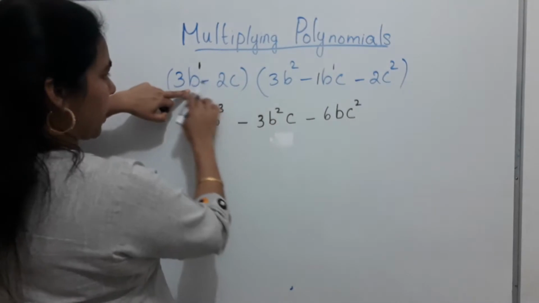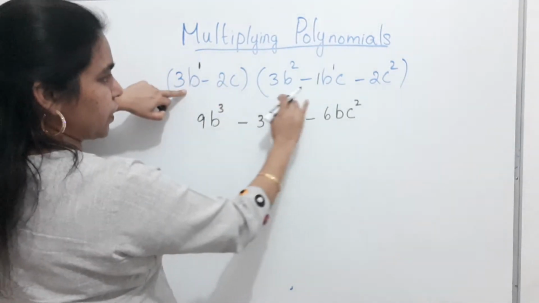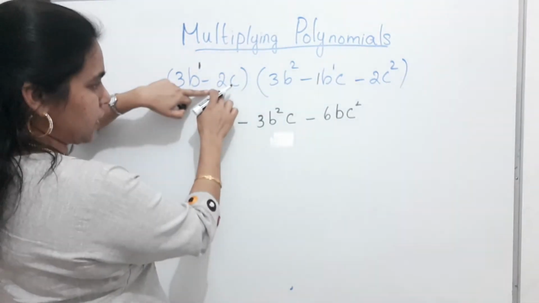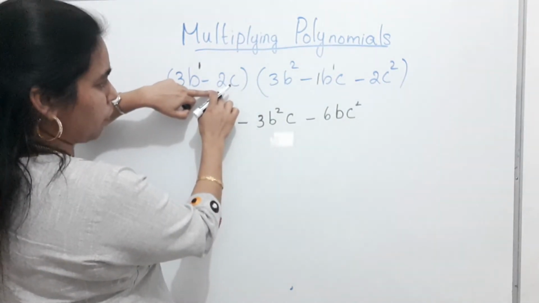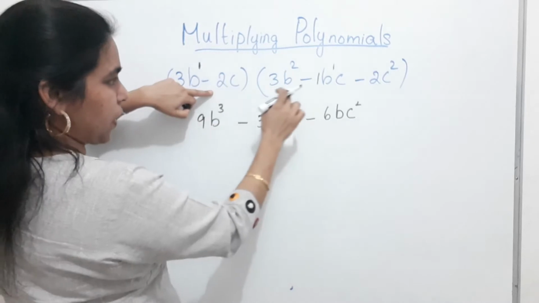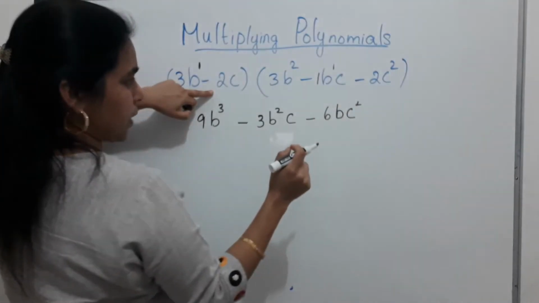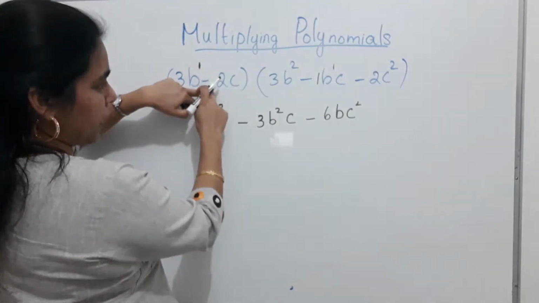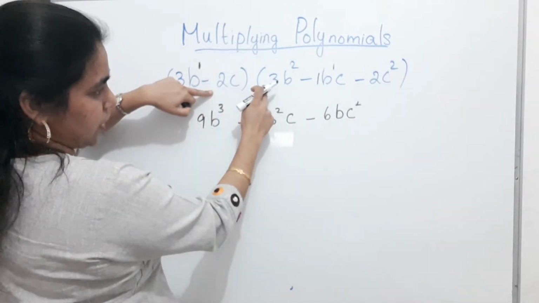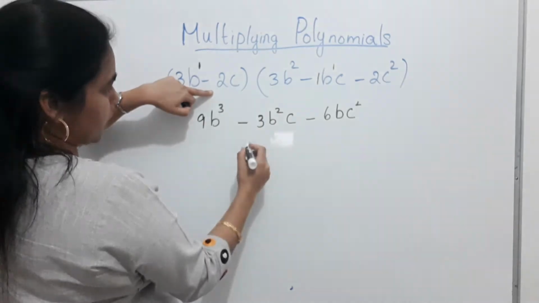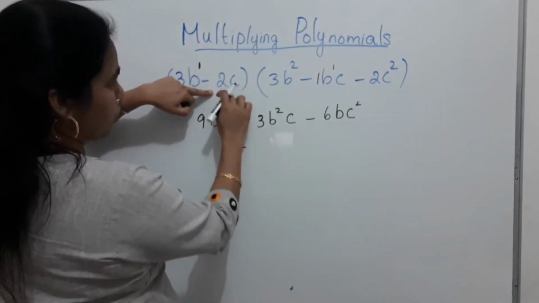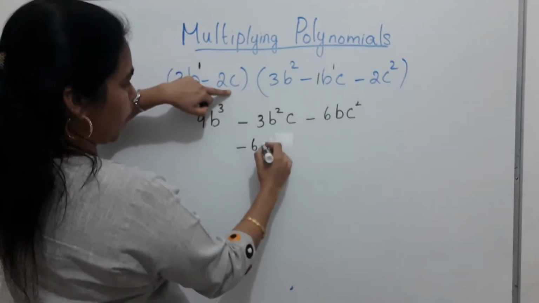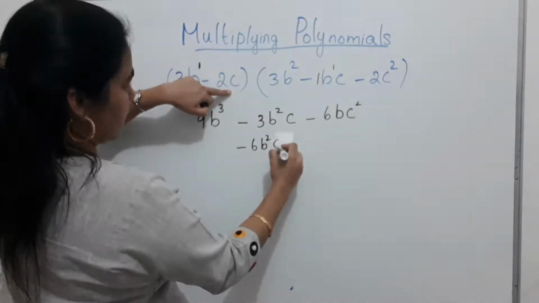So this is how you can multiply the first term with all three terms inside the bracket. Now you have to go for the second term. The second term is minus 2c, so you have to multiply each and every term inside the second bracket by minus 2c. In here you have a minus sign, and here you have a plus sign, so plus and minus will be minus. So minus 2 times 3 is 6, and then b squared and c.